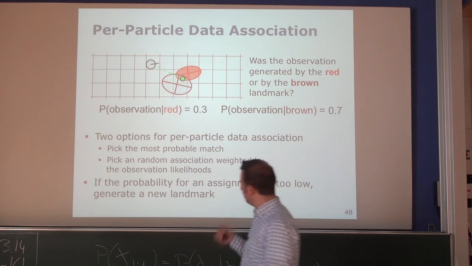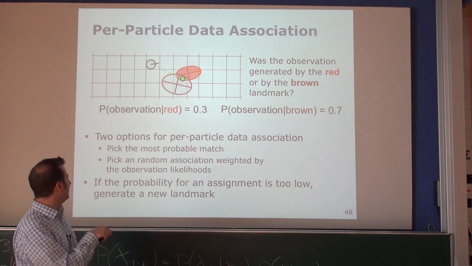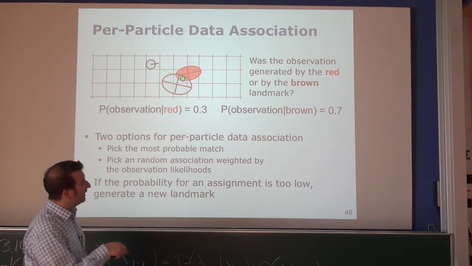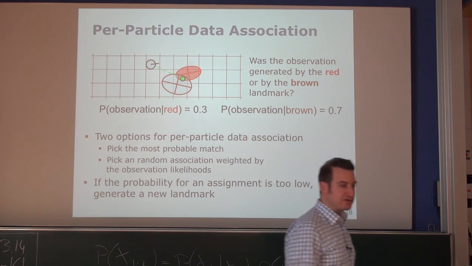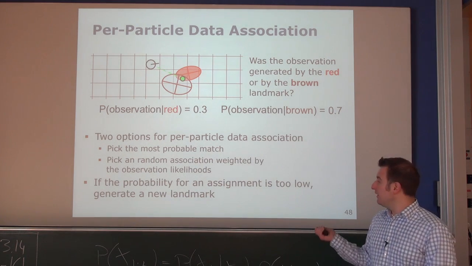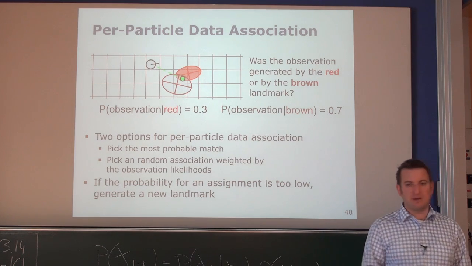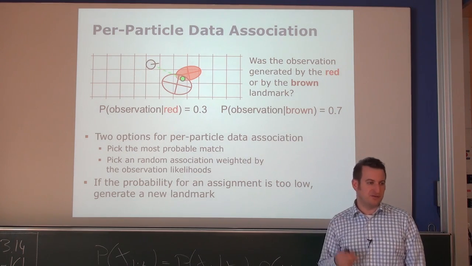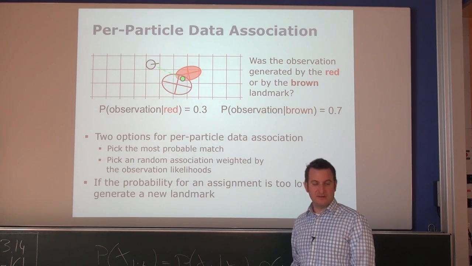So, as I said, there are multiple options. One is to pick the most probable match. That's what the standard EKF would do. But again, I can pick a random data association and weight it with the probability that it is the right or wrong data association. Exactly what I explained before. And what I typically have is a threshold. If there's no landmark which has a high likelihood of being an association, I assume it to be a new one. But again, that's an assumption.